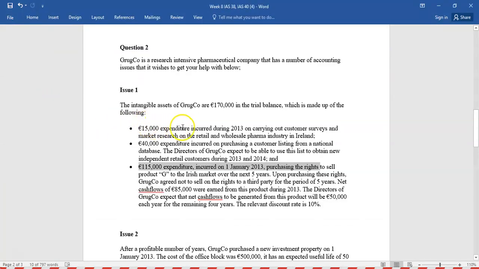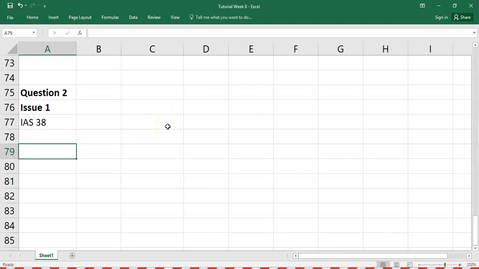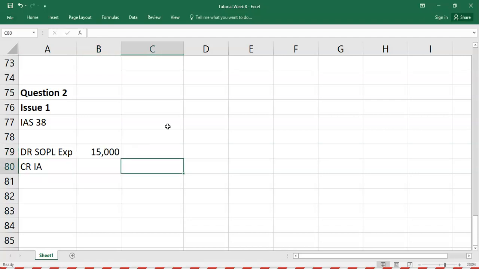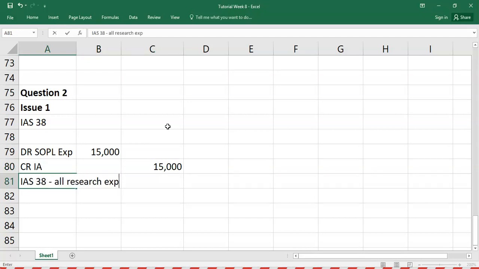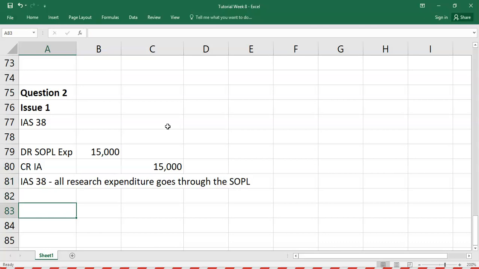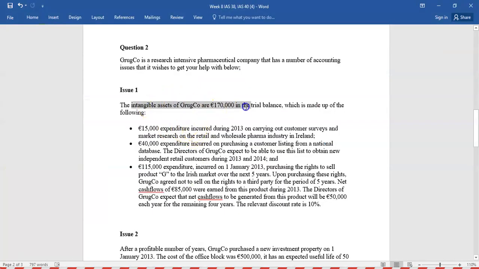So the first one is the 15,000 expensed on customer surveys and market research. Straight away you should watch out. Research always has to be expensed under IAS 38. So that shouldn't have been capitalized as an intangible asset. So you should reverse that. It should be debit the SOPL expense, credit intangible assets, 15,000. And you just put down there, IAS 38, all research expenditure goes through the SOPL. Right, that's a requirement under IAS 38. So you're told here it's been capitalized because it's in intangible assets, but you know it's wrong. So that's one of the parts complete.